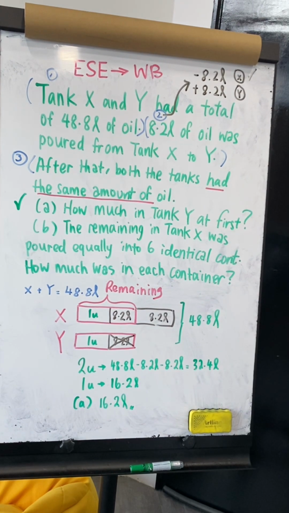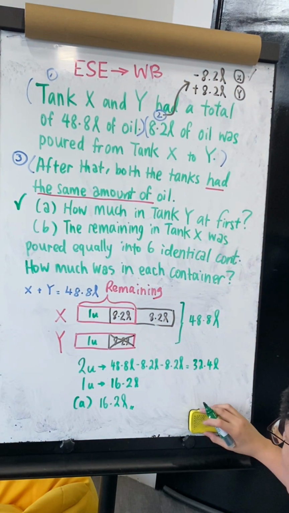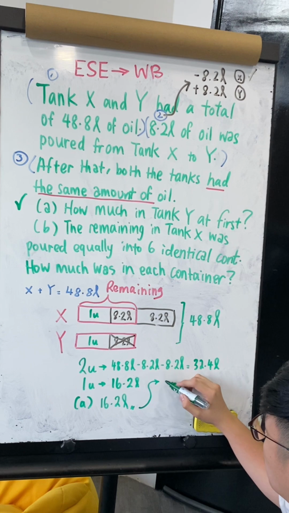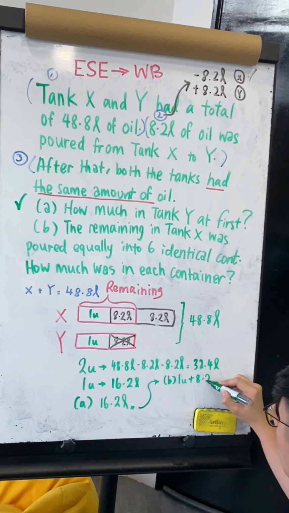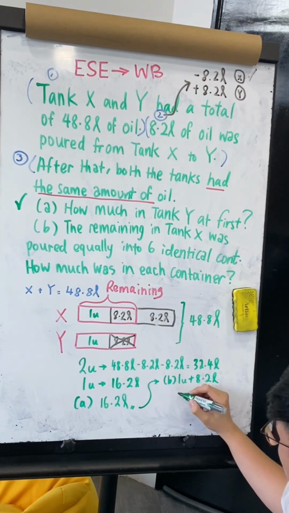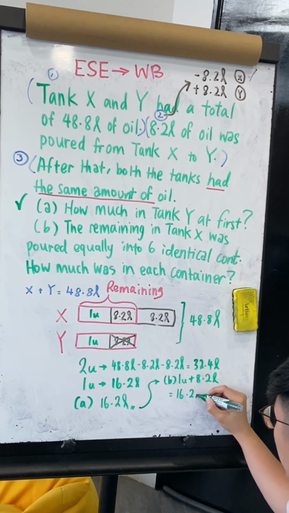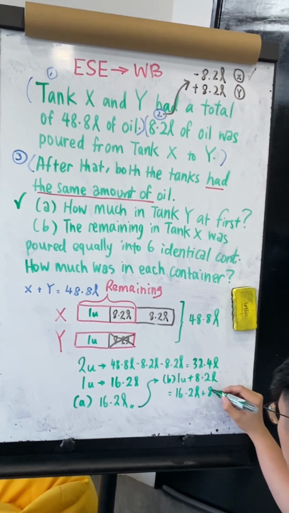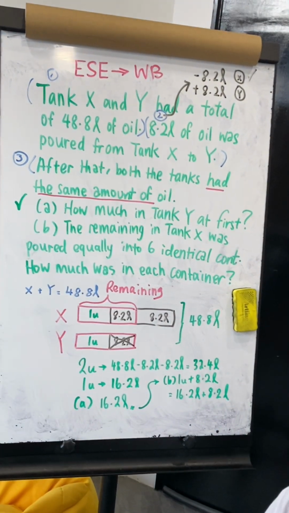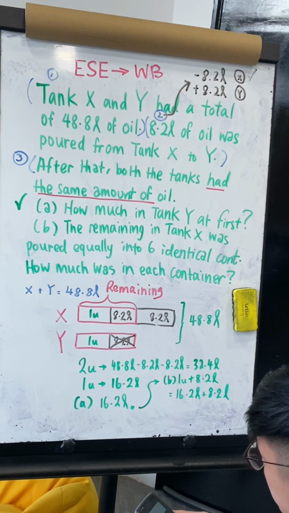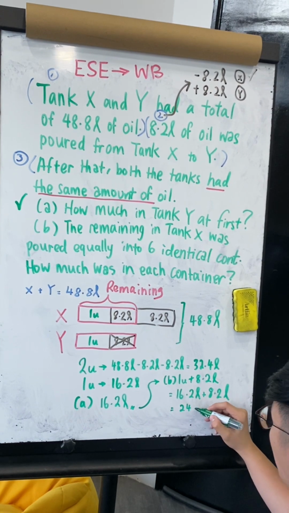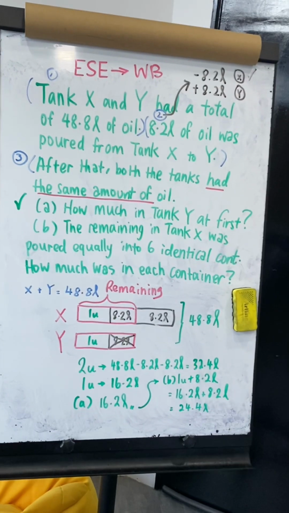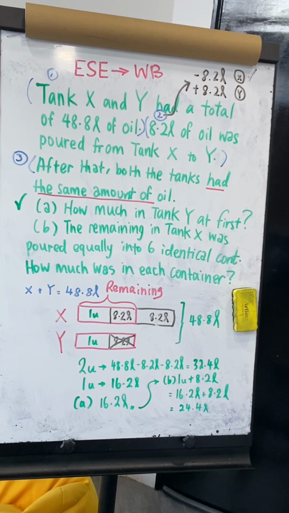Make sense? So if this is the remaining, what am I going to do? I'm just going to do 1 unit plus 8.2 liters. What is 1 unit? My 1 unit is 16.2 liters, right? So 16.2 liters plus 8.2 liters, how much is that? Let's punch our calculator. 16.2 plus 8.2 liters gives me 24.4 liters.